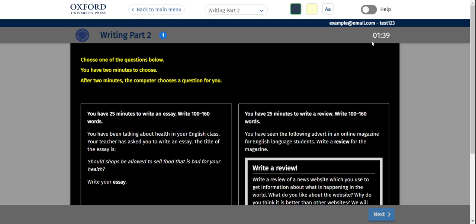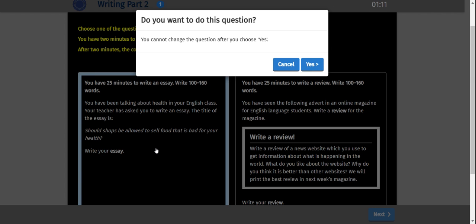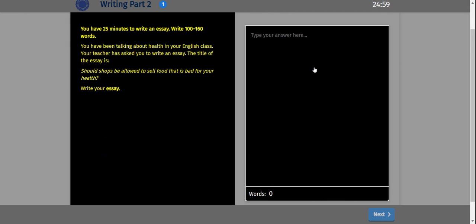Notice here, right writers, how a timer has begun and it basically gives you 2 minutes to make a decision on which prompt you would like to choose. Otherwise, the computer chooses for you. So I'm going to go ahead and click on the essay. Please keep in mind, right writers, I am going to write two separate essays on this one, and you'll understand why based on the question that you see here. And it says that I have 25 minutes to write an essay.